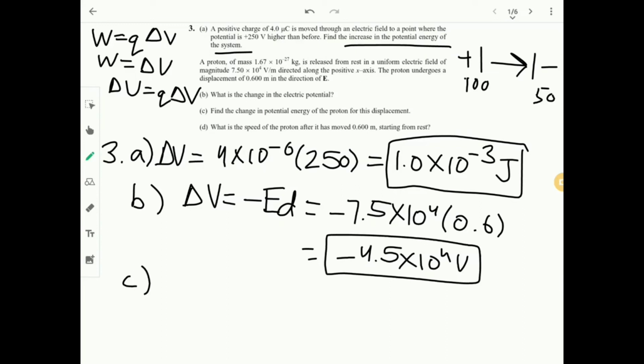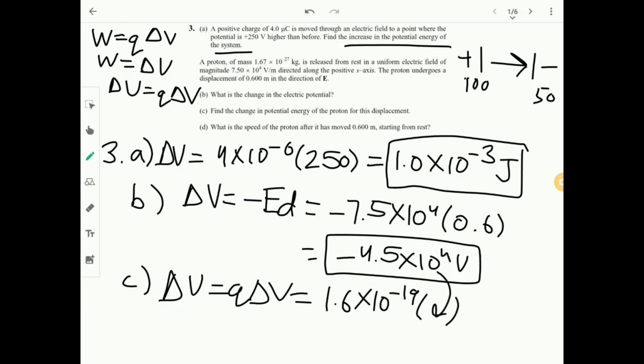Part C now. Find the change in potential energy of the proton. Again, delta U equals Q delta V. The proton's charge has to be memorized. This is a constant and you should know it. It's 1.6 times 10 to the minus 19 times, you get this answer. And then you should get minus 7.2 times 10 to the power of minus 15 joules.